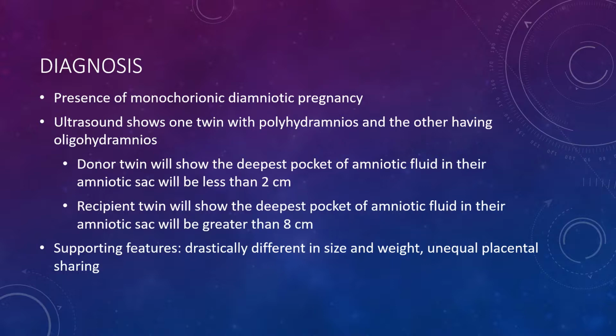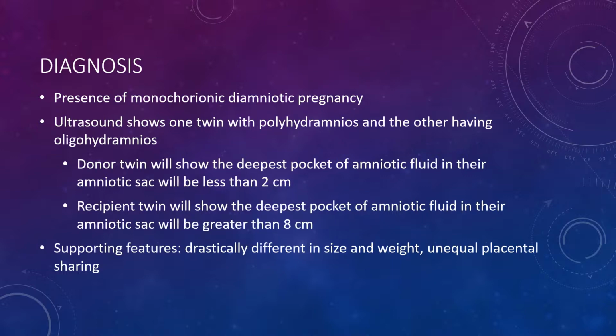You also have an ultrasound that shows that one twin has polyhydramnios and the other twin has oligohydramnios. So the donor twin, if you look at the donor twin's amniotic sac via ultrasound, you'll see the deepest pocket of amniotic fluid that they have is going to be less than 2 centimeters. And in the recipient twin, the deepest pocket in their amniotic sac is going to have greater than 8 centimeters of amniotic fluid.